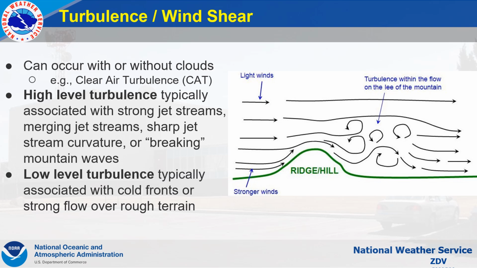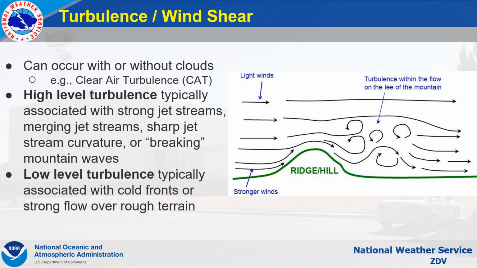Now, we typically talk about turbulence at two different levels. High-level turbulence, turbulence found above flight level 180, is typically associated with strong jet stream winds, merging jet streams, curvatures in the jet streams, or breaking mountain waves. Low turbulence, turbulence typically occurring below flight level 180, is typically associated with strong cold fronts or most commonly strong flow over rough terrain. The image on the right is an example of that.